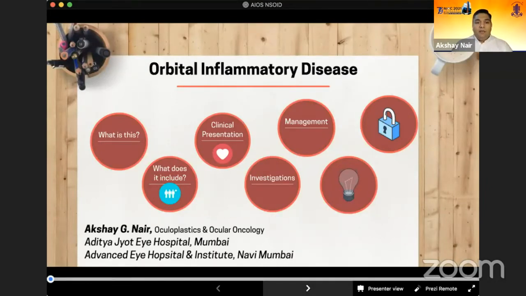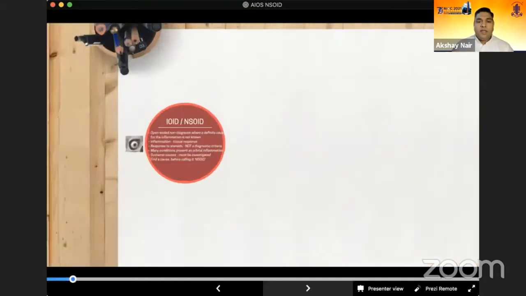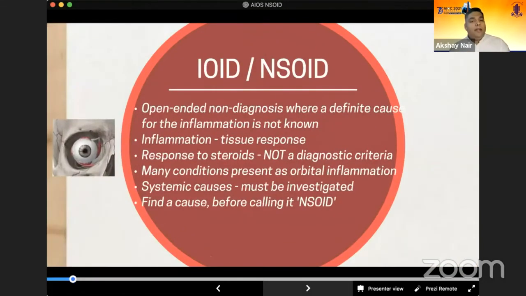I'll be talking about orbital inflammatory disease. So first thing is that we need to understand what is orbital inflammatory disease. It is an open-ended non-diagnosis where a definite cause for the inflammation is not known. Unfortunately, it is being treated as a waste basket bin, where everything and anything that doesn't make sense clinically is being designated as orbital inflammatory disease.